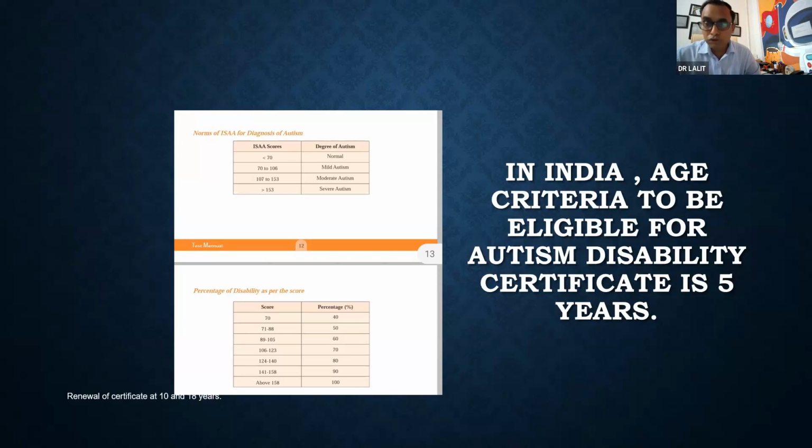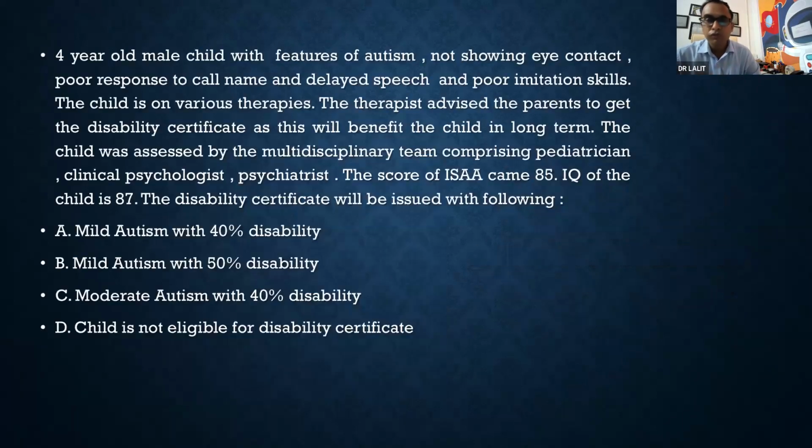Most important thing, you should know the age of the child. If it is below 5 years, he will not be eligible for a disability certificate. So in this question, I have mentioned the age of 4. So right now he is not eligible for a disability certificate. Probably in the next year, he will be eligible depending upon the score of ISA. So irrespective of the IQ, now a child can get a disability certificate.